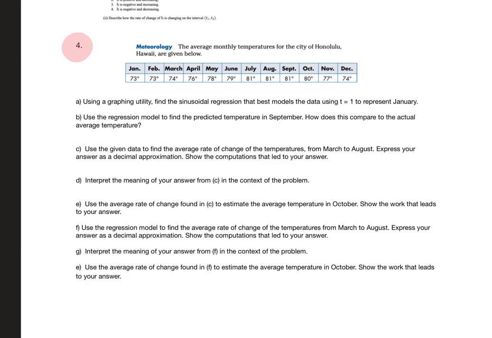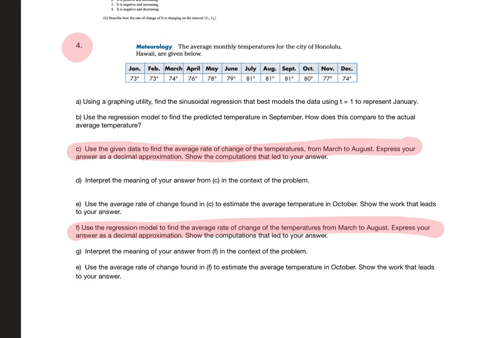Part C says, use the given data to find the average rate of change of the temperatures. So if you compare, because I want you to notice the difference, C with F. C says use the given data to find the average rate of change of the temperatures from March to August. F says use the regression model to find the average rate of change of the temperatures from March to August. What's the difference?